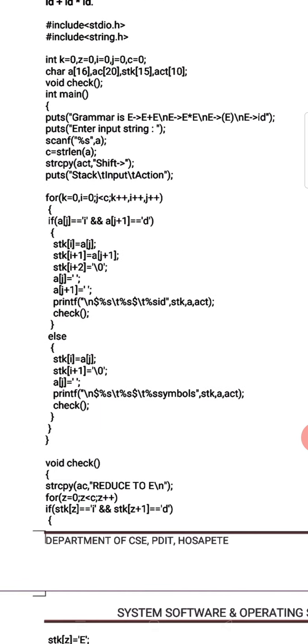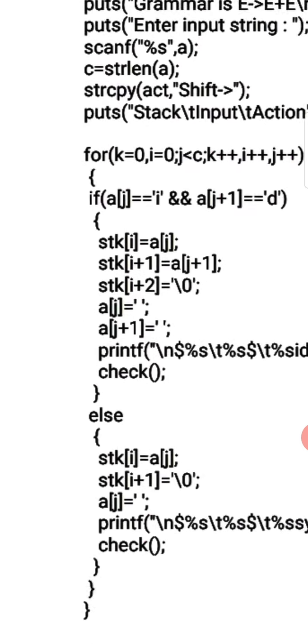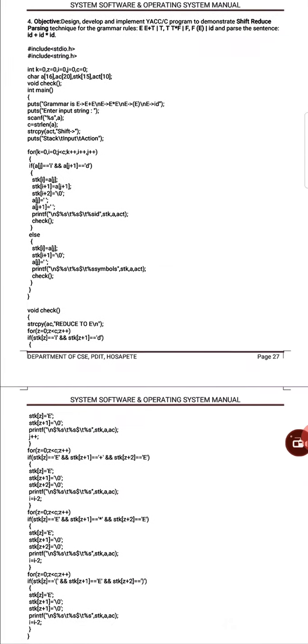In the main function we are invoking one more function, that is a check function. This check function is meant for showing the reduce action of the shift reduce parser. The reduce action of the shift reduce parser is shown in the check function.